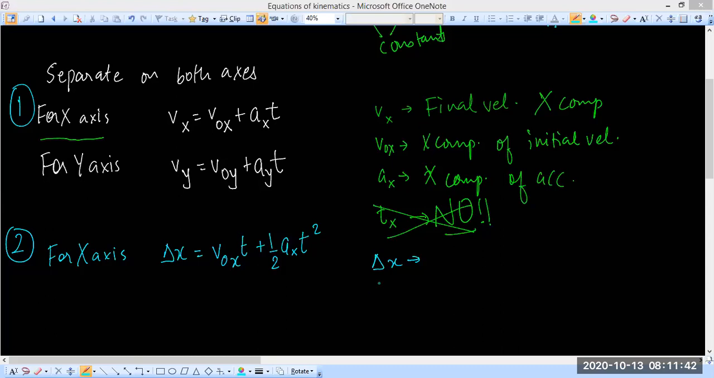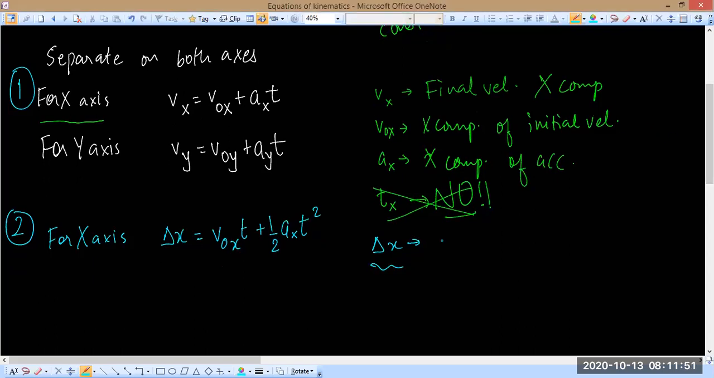Come on people, you are not reading your notes. It's not distance. Delta x means x component of displacement.